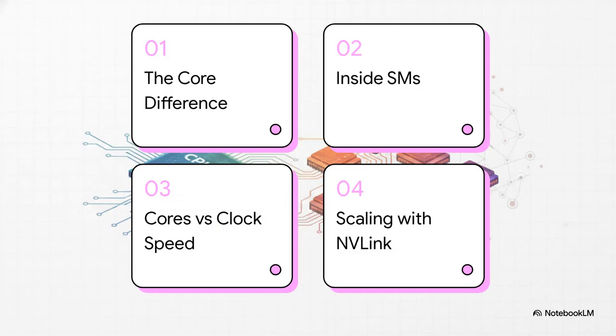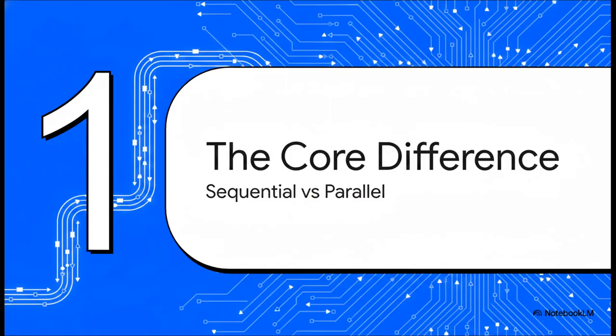Here is our quick roadmap for today. We're going to kick things off with the fundamental difference between standard processors and graphics processors. Then we'll dive right into the silicon to explore streaming multiprocessors, unpack a really cool hardware paradox comparing core counts to clock speeds, and finally, we'll zoom out to see how data centers scale the whole shebang up with NVLink. All right, let's jump right in.